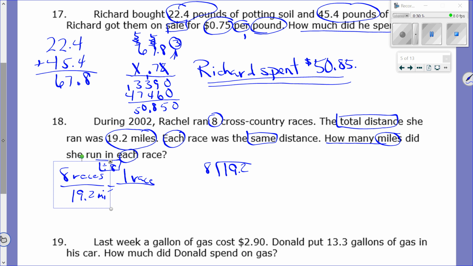No, because it's on the inside. I only worry about the decimals when it's in the divisor on the outside. 8 goes into 19 twice. My decimal comes straight up into my answer from where it is inside. 8 goes into 32 4 times. So we end up with 2 and 4/10. So each race was 2 and 4/10 miles.